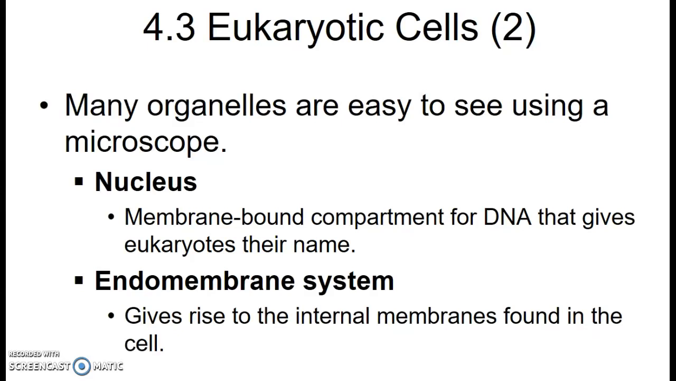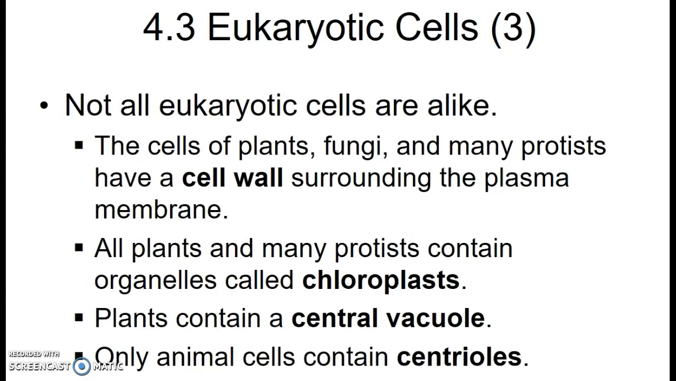So many cell organelles can be seen easily through a microscope. The nucleus, which eukaryotes have as a true nucleus, is a membrane-bound compartment that contains the DNA. The endomembrane system is what generates the internal membranes found in the cell, which we talked about earlier a little bit.